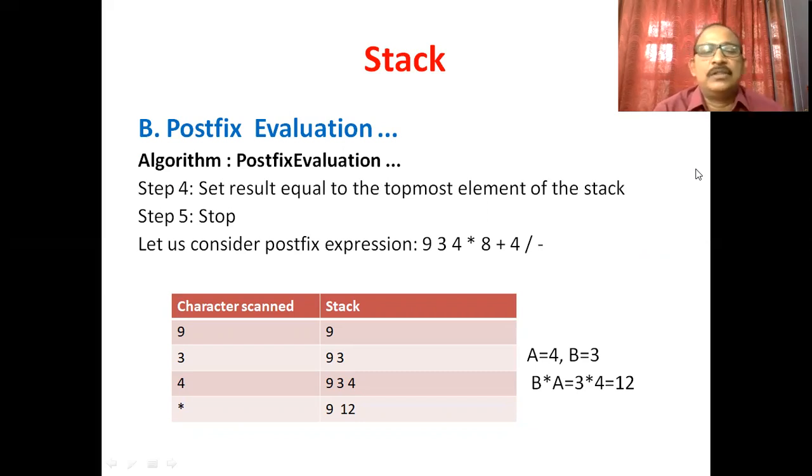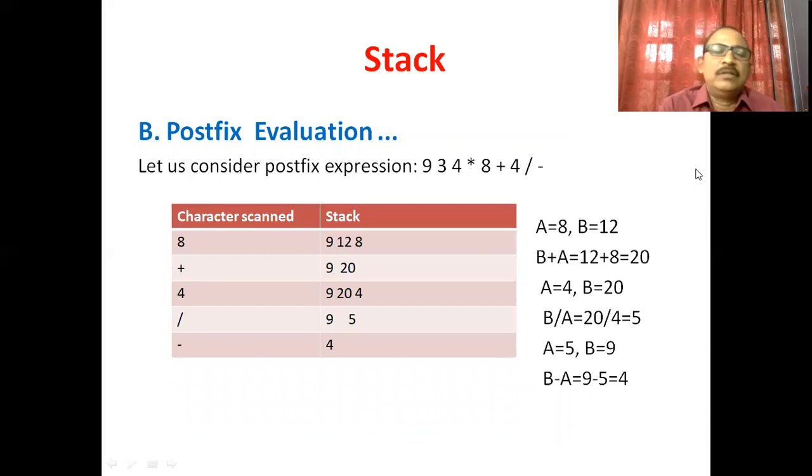Next an operator is encountered. What will we do in this case? We pop two stack elements, and store the first popped element into A and the next popped element into B. So A becomes 4 and B becomes 3. Next, we perform the operation B times A, meaning 3 times 4 becomes 12, and we push this 12 again onto the stack.